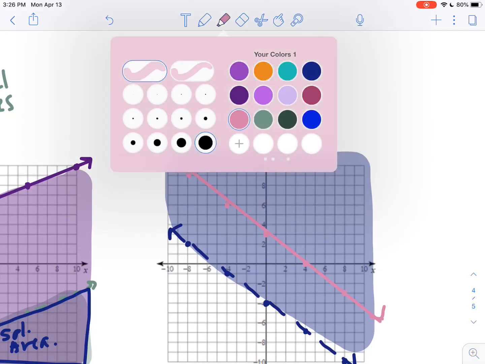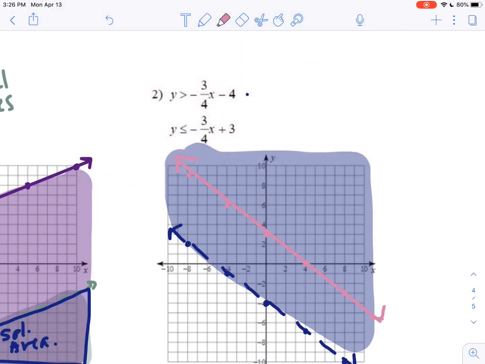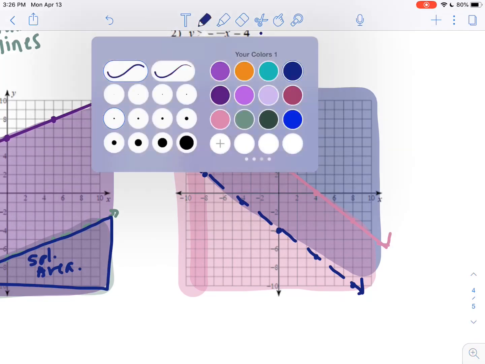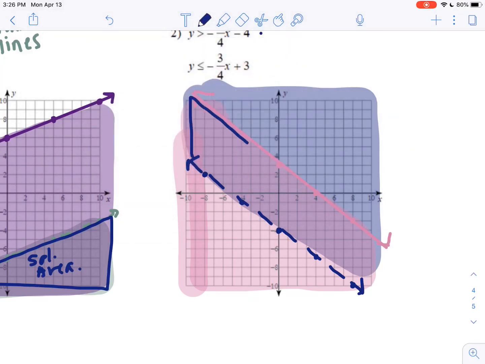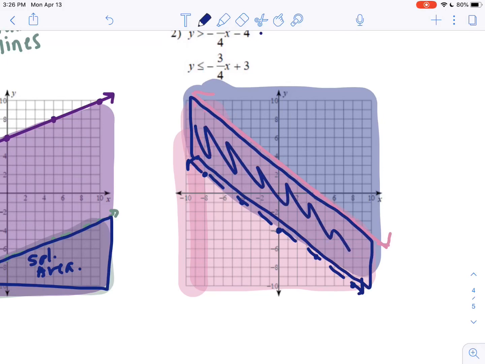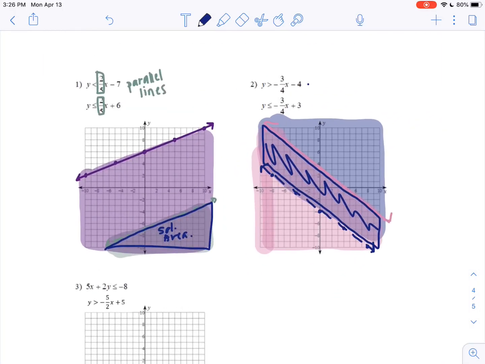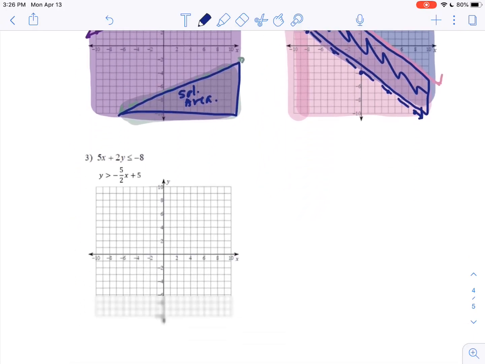Okay, and now I have to shade my solution area, so this is less than. So I'm going to shade below the pink line. Don't worry about the blue line yet. Okay, and I see that they are overlapping in between the two lines. So this right here is my solution area. Okay, again, so I have a set of parallel lines. They actually do end up intersecting. And I have a solution.